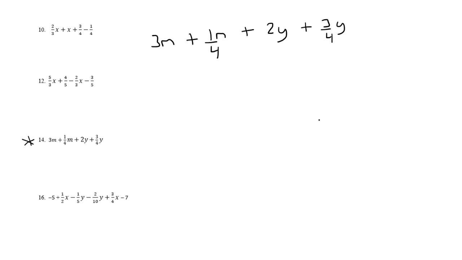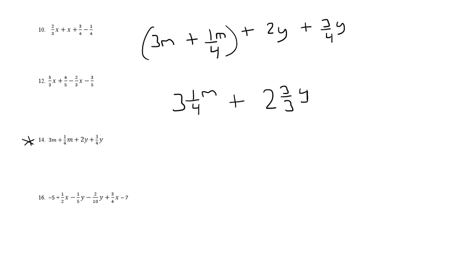Okay, and let's go ahead and simplify this expression by combining the like terms. Like terms are the terms that have the same last name. Another way of saying that is to call them like terms. So if we combine a 3m and a 1/4 m, that's just going to be a 3 and 1/4 m. If we combine a 2y and a 3/4 y, that's just going to be a 2 and 3/4 y.